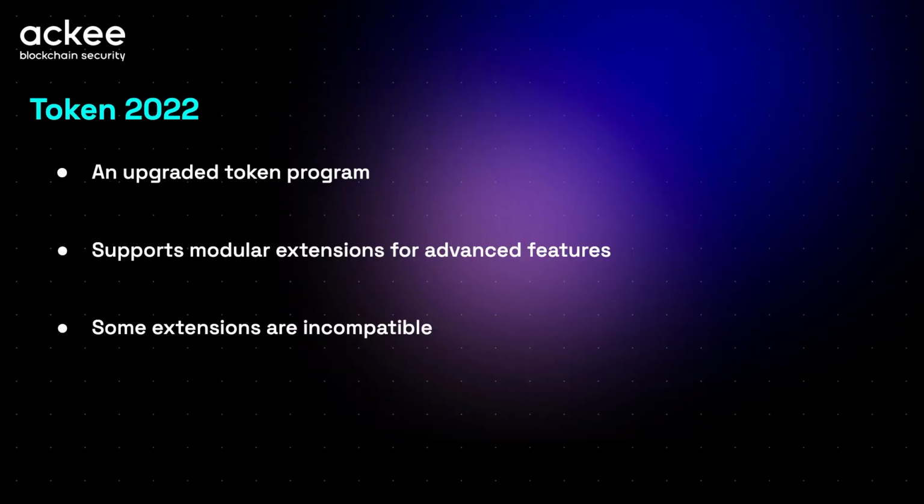Initially, there was only the SPL token program, but this original token program only provided limited functionality, so a bit later Token 2022 standard came out, which is a backwards compatible but upgraded version, and it provides all of the functionality offered by the original token program, but it builds on top of it and supports modular extensions for advanced features. There are two kinds of extensions: the mint and account extensions.